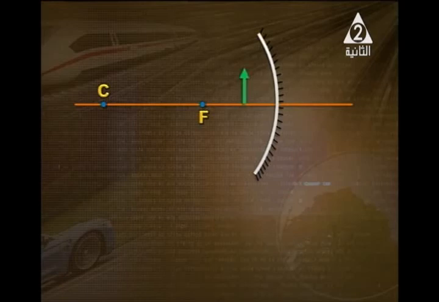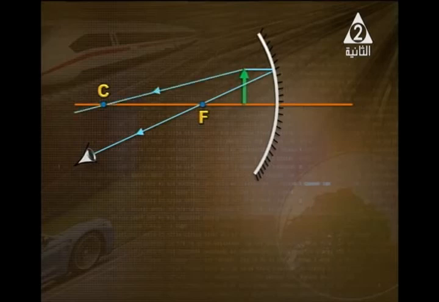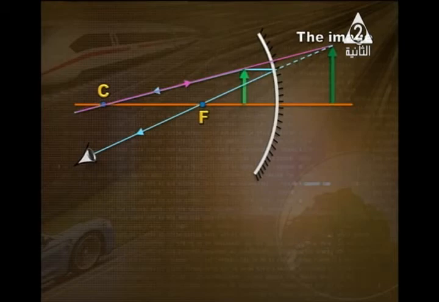This object will send a light ray parallel to the principal axis which reflects passing through the focus. The other ray is directed toward the center of curvature, which will reflect on itself. So by taking the extensions of both rays, the image is formed on the other side of the mirror, or behind the mirror, and the image is found to be upright, magnified, and virtual.